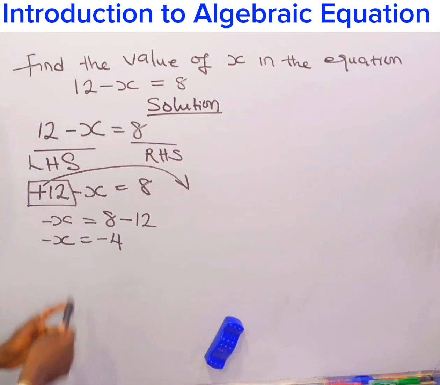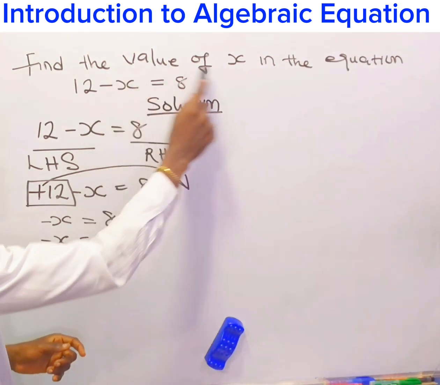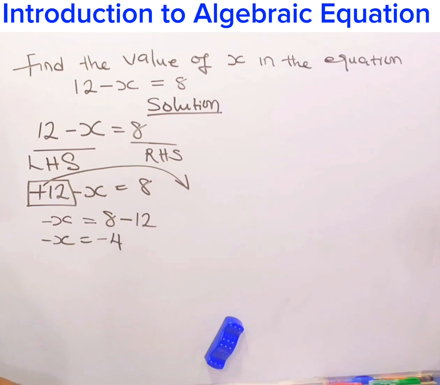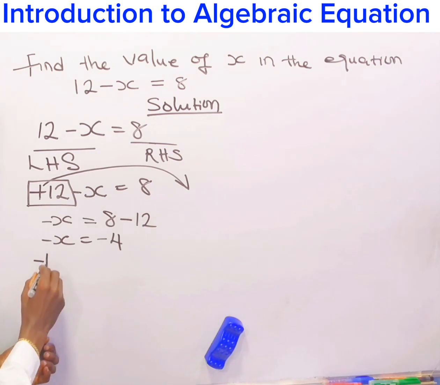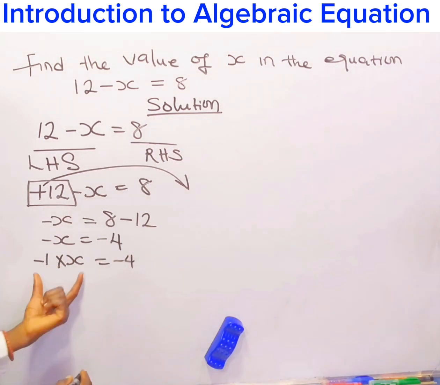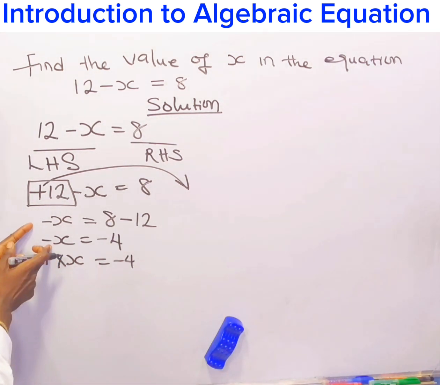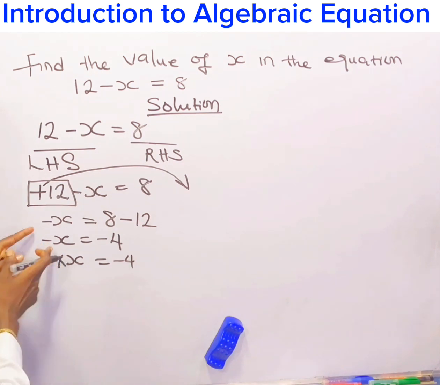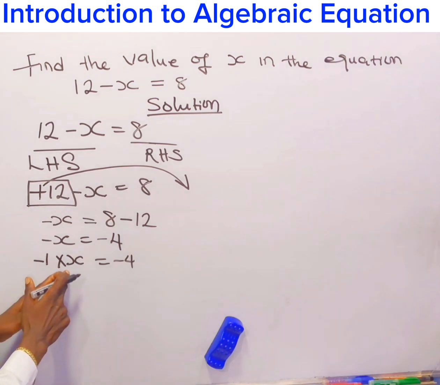Now, we've arrived at -x equals -4. Our question says find the value of x. So how do we get the value of x? Here, -x is the same thing as -1 times x, which equals -4. When you multiply -1 times x, you get -x, which means combining negative and x is multiplication.